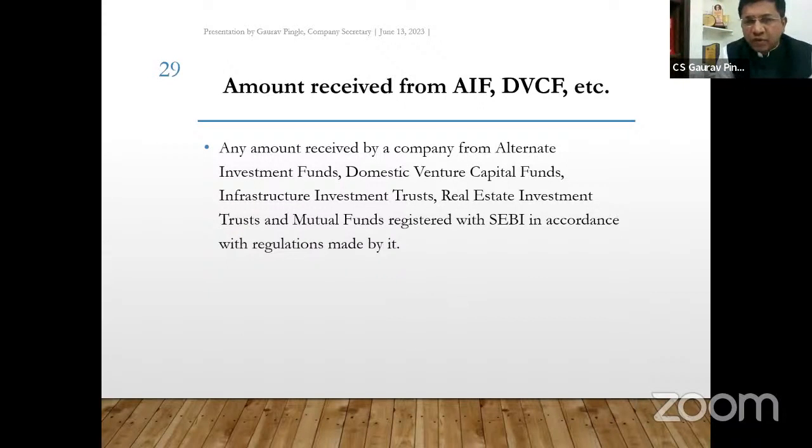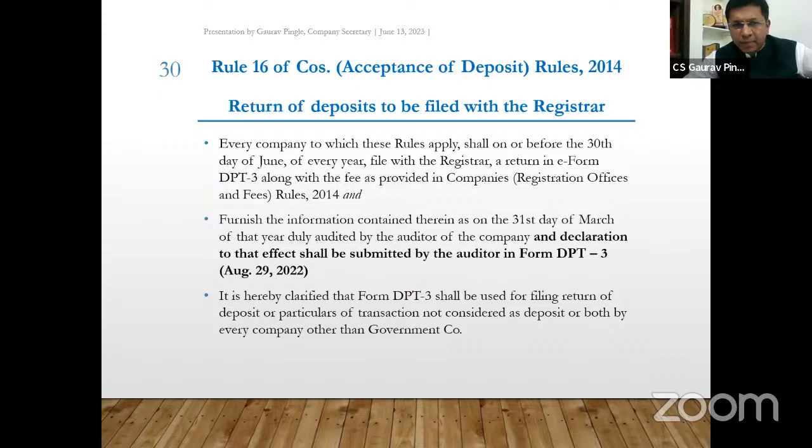And any amount received from AIFs or DVCFs, the domestic venture capital funds, would be an exempted deposit. So any company, private or public, receiving money from an AIF, a domestic venture capital fund, REITs or InvITs, it will be an exempted deposit. Obviously, money introduced in the share capital will not be an exempted deposit. It will be share capital.